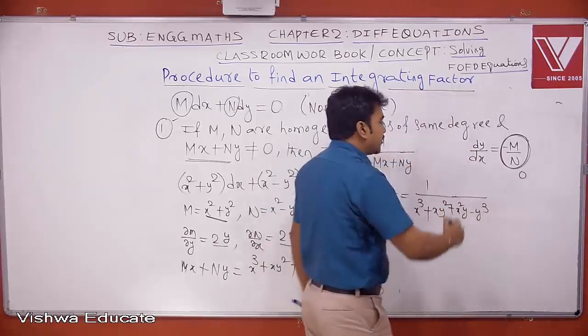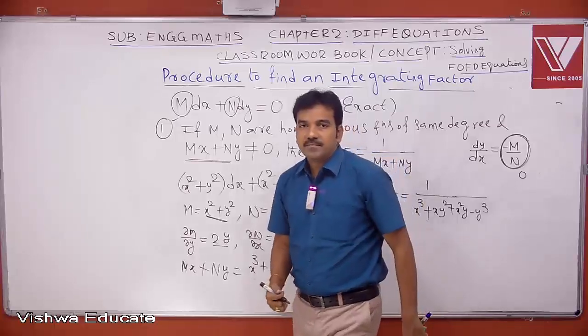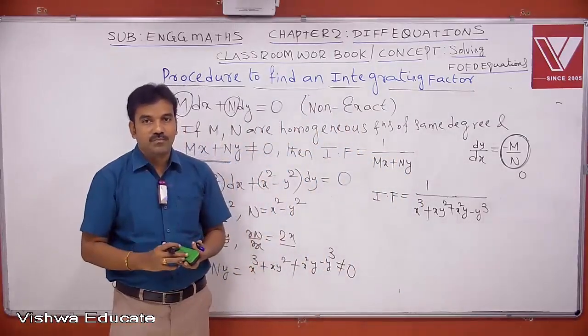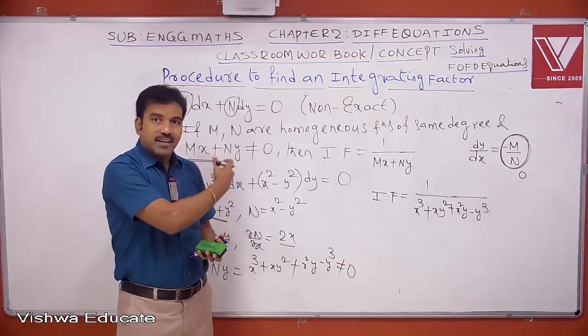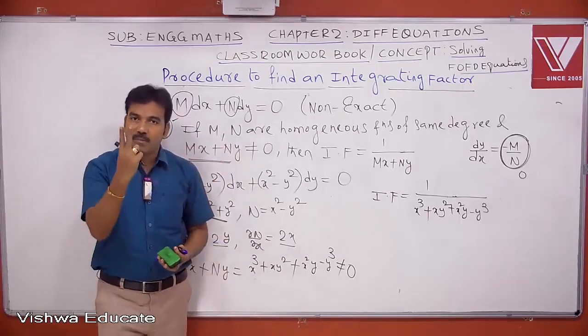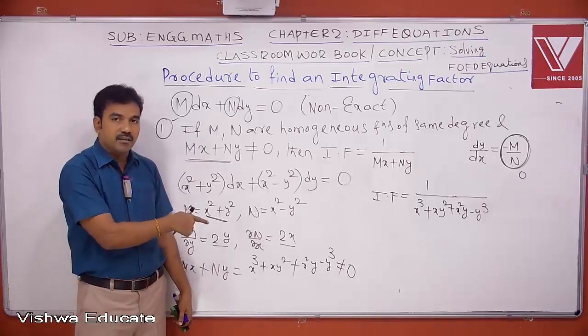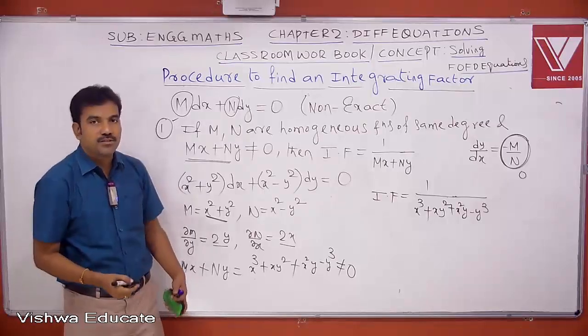Therefore, if the RHS is a homogeneous function of degree 0, then you can handle this question by solving method 2, that is by taking y equal to vx. So one way to solve case 1 equations is by method 2, or another procedure is by finding integrating factors using the formula 1 by Mx plus Ny. Note this.